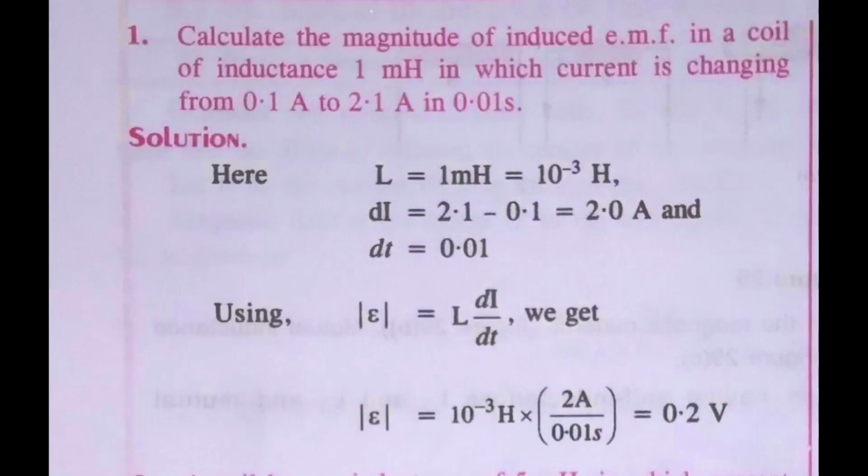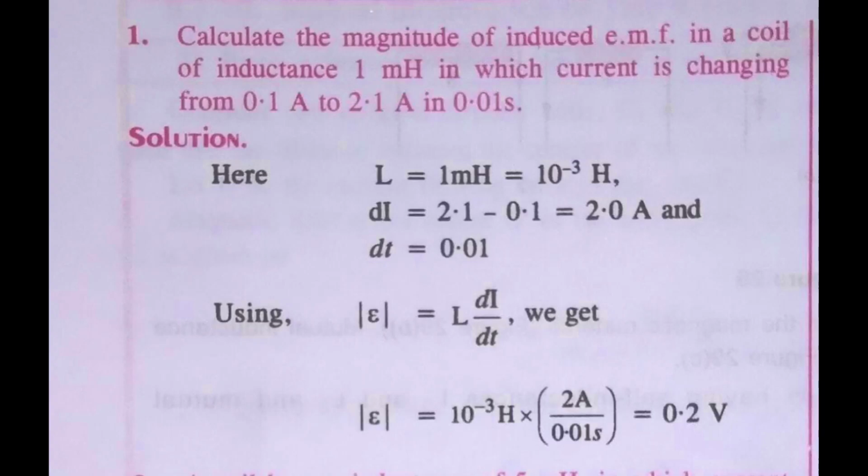In this question, we have to calculate the magnitude of induced EMF in a coil of inductance 1 millihenry in which the current is changing from 0.1 ampere to 2.1 ampere in 0.01 second. So we have the given data. First of all, we have the value of the inductance. We can convert it into henry as milli is equal to 10 raised to power minus 3. So it changes to 10 raised to power minus 3 henry.